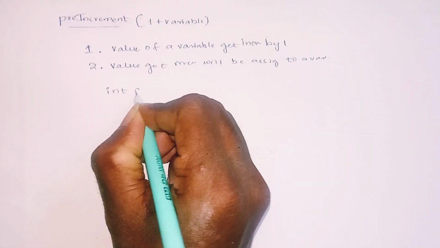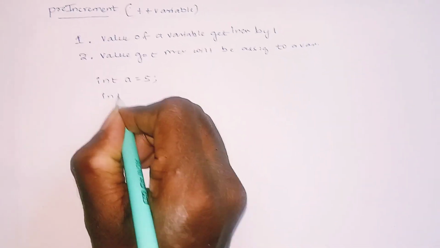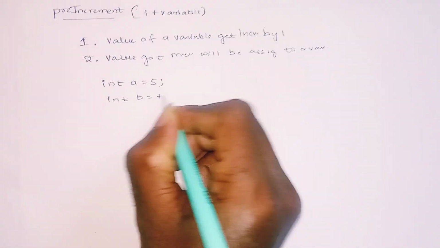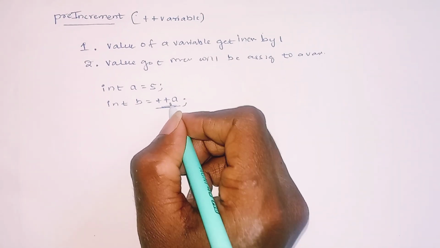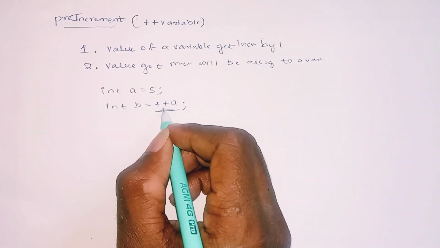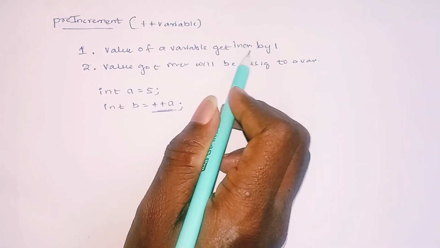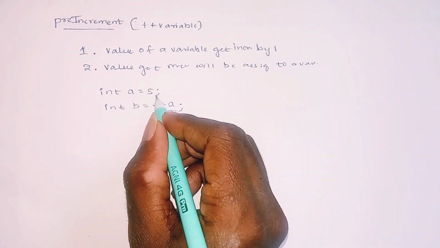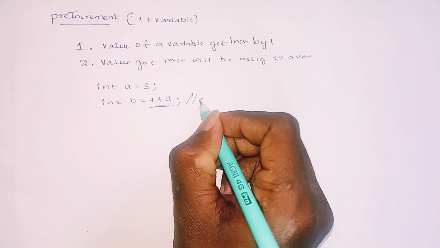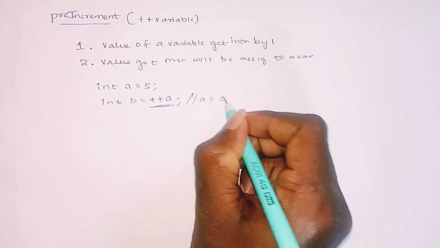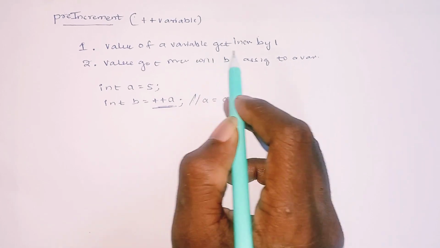Let us take a variable of type int a and the value is 5, and in the next step int b is equals to plus plus a. So this is the pre-increment operator, plus plus followed by variable name. Now here what happens is, as I have said, in the first step the value of variable gets incremented by 1. So here a value is 5. As we are performing pre-increment operator, plus plus a means a equals to a plus 1.